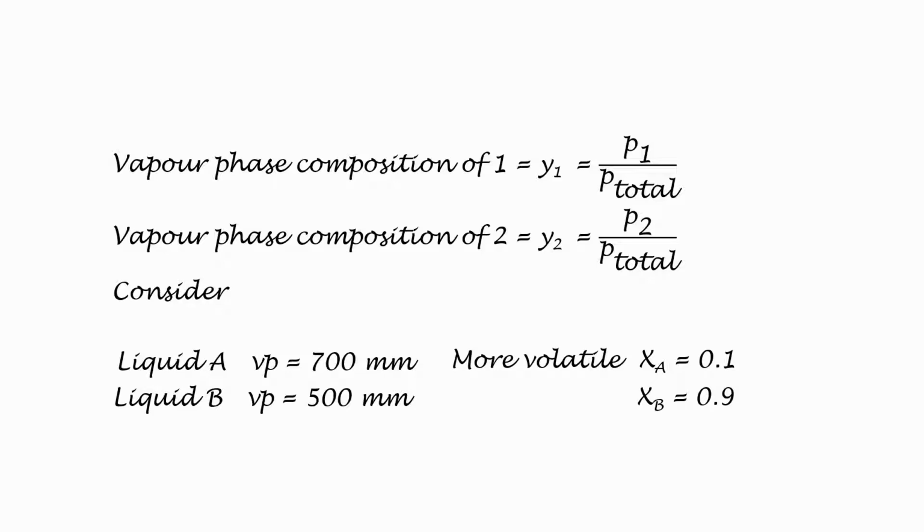So in the vapor, XA will go on increasing, and say the mole fraction in the vapor phase YA will be greater than 0.1. B is less volatile, so the value for B will decrease from 0.9, say YB will be less than 0.9.